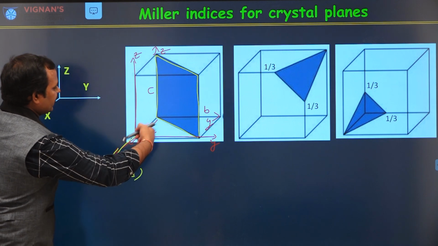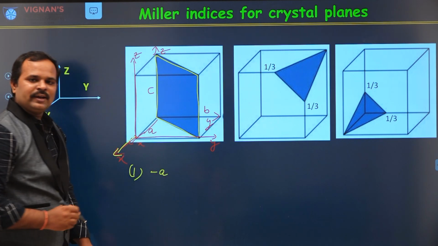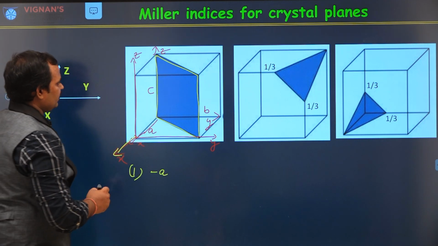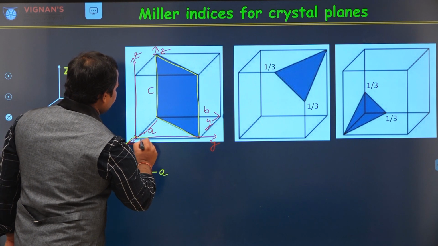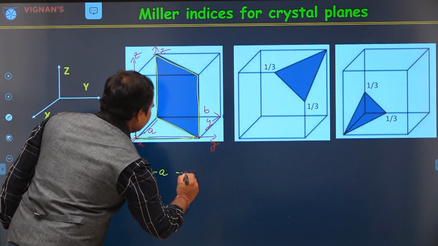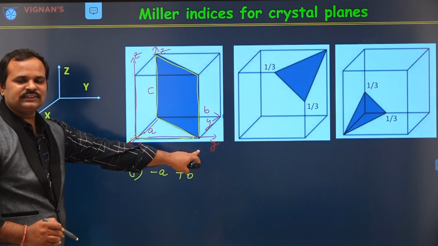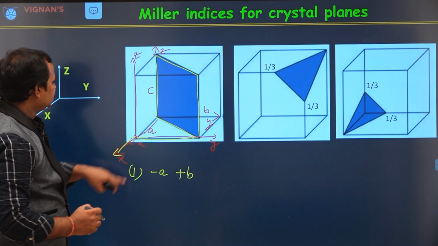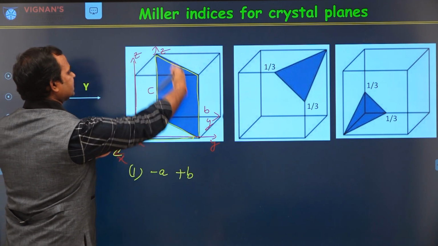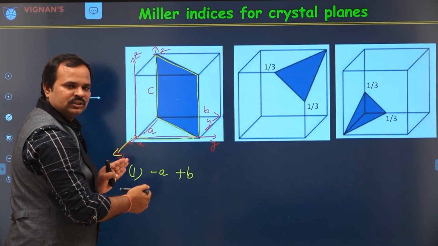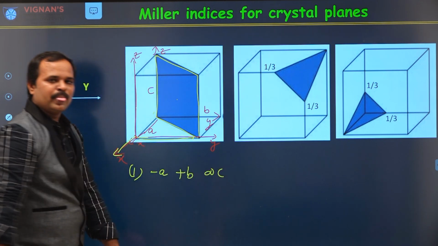With respect to this one, the intercept of this plane along the x-axis is minus a, because this is a minus a. The intercept along the y-axis, it is intercepting here, so this is a plus b, because this is a positive axis, this is a negative axis. And along the z-axis, since the axis and the plane are parallel to each other, the intercept is at infinity.